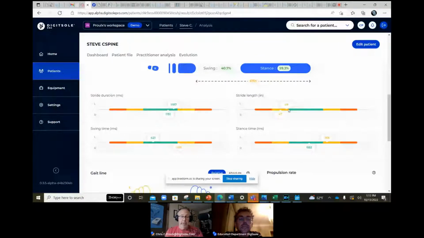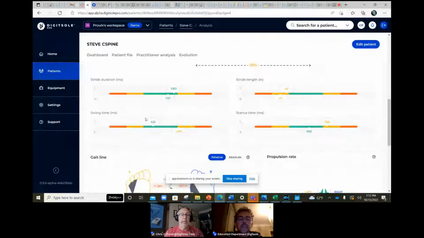So this is based on his demographics as well. And then we look at the swing phase, and we can see that on the left side, he's within the normal, and it's actually on the right side that says he's taking a little bit too much time. And let's go back and think about that for a second.